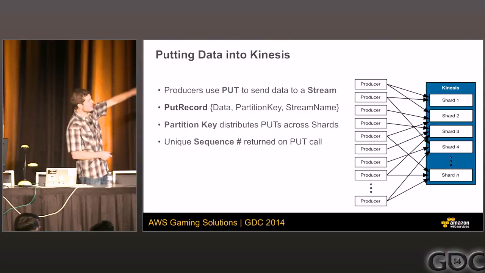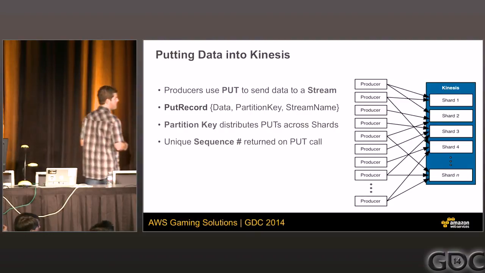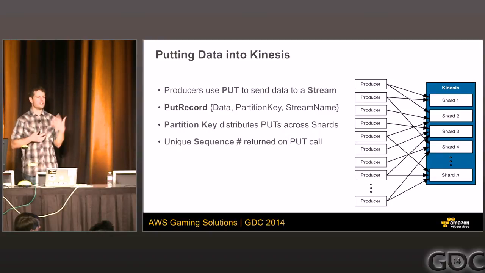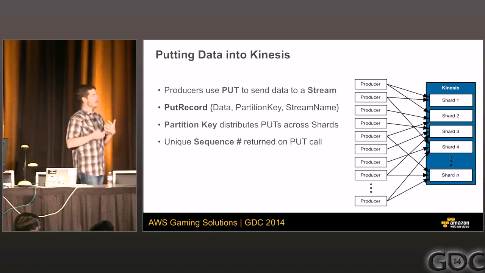This is the multiple-way mapping of producers and shards. We manage this for you, but this is how it's working under the hood. You have all these producers and all these shards. We use partition keys to map it across.